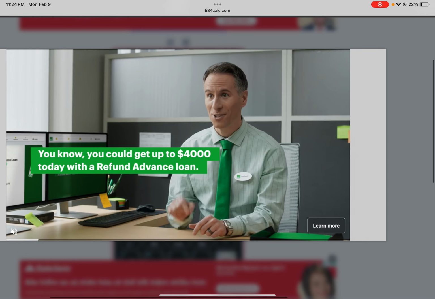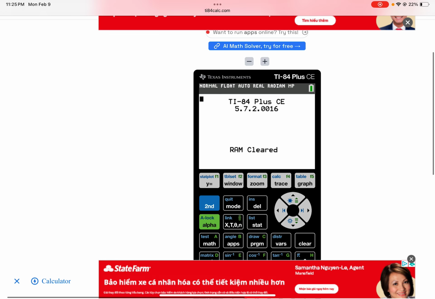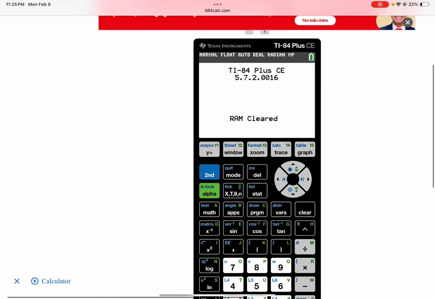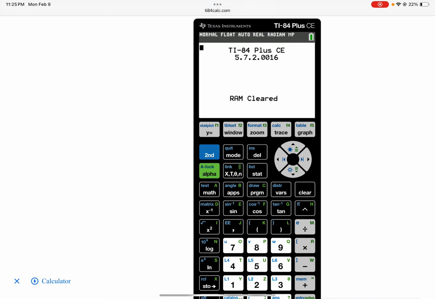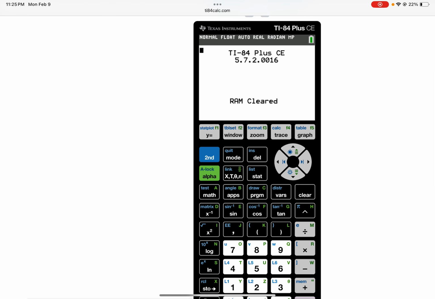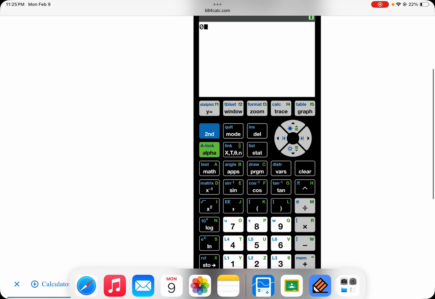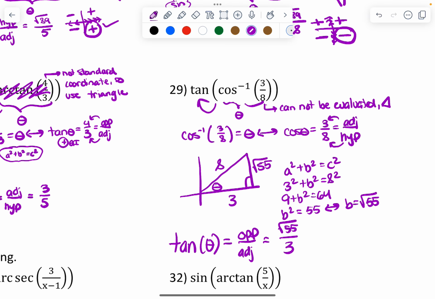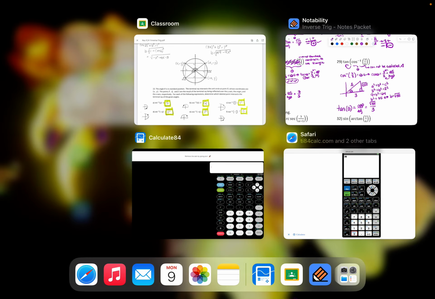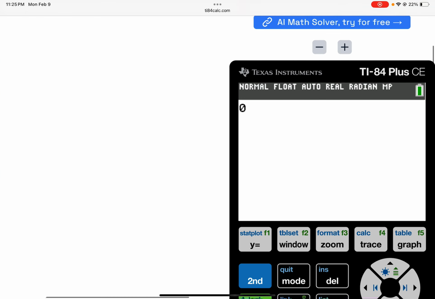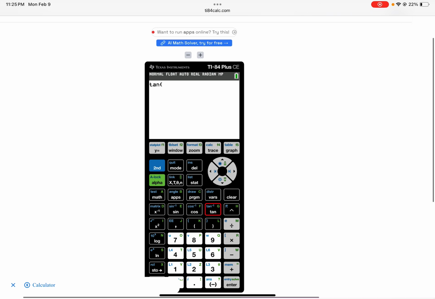And then there's all these ads that I'm not sure why they started putting in, but clear that out. Okay, so let's see. What did we have again? I forgot it because of the ads. Tangent of inverse cosine of 3/8. Okay, so tangent of inverse cosine of 3/8.